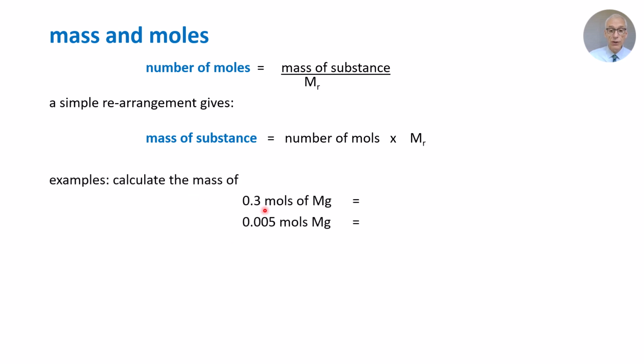Calculate the mass of 0.3 moles of magnesium. Well, 0.3 times 24. 24 is the formula mass for magnesium. So 0.3 is the number of moles. So number of moles times relative formula mass, 0.3 times 24 comes to 7.2 grams. Stop the lesson, calculate the mass of 0.005 moles magnesium. Okay, so multiply 0.005 by 24 comes to 0.12 grams.